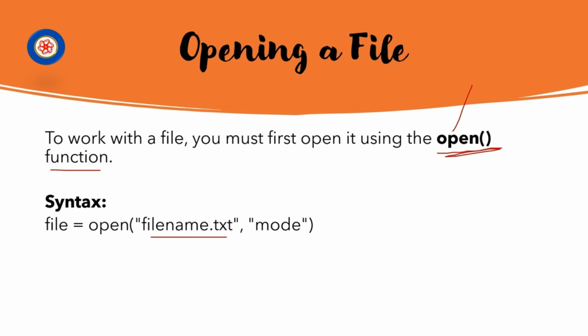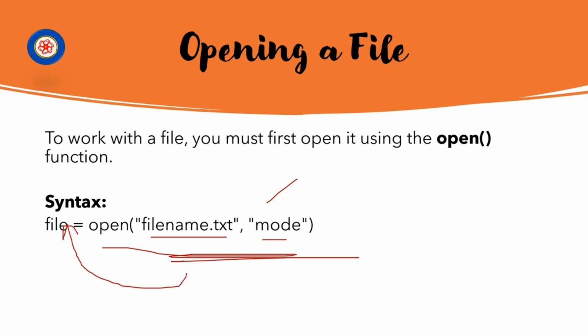Next, mode. This mode specifies the operation you want to perform on the file. The result of this open function is a file object which is assigned to the variable file. The file object can be used to perform various operations like reading, writing, or closing the file. Before we move ahead, let's take a closer look at a few common file modes available in Python.